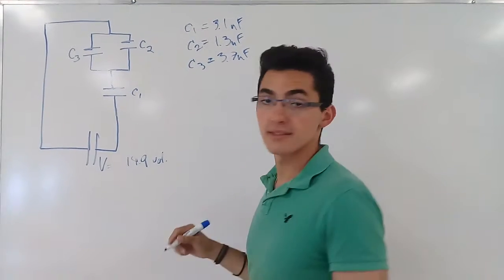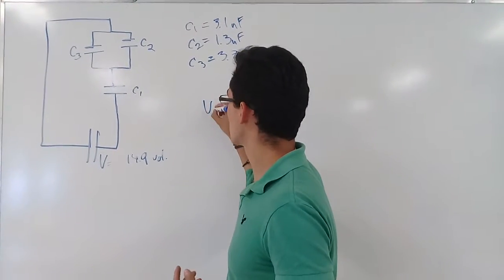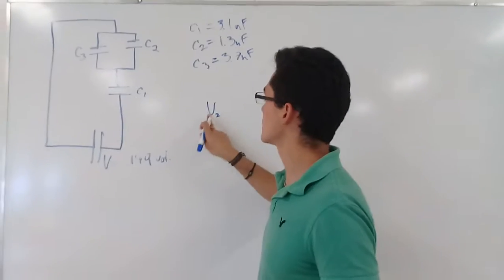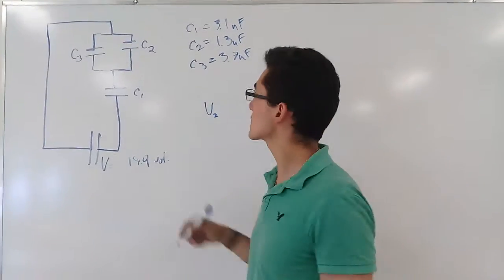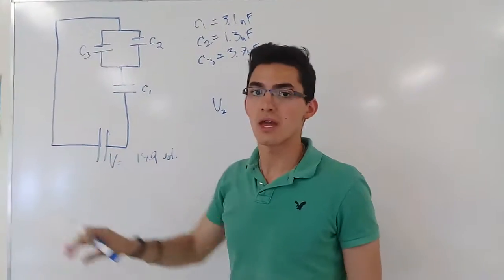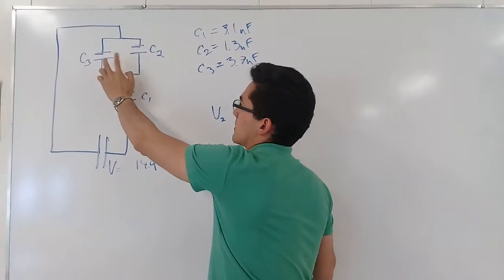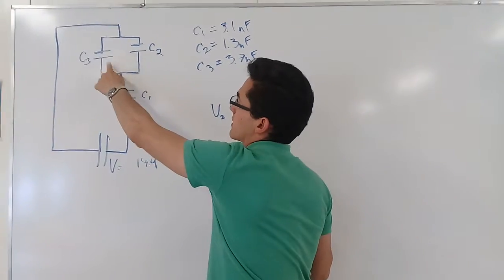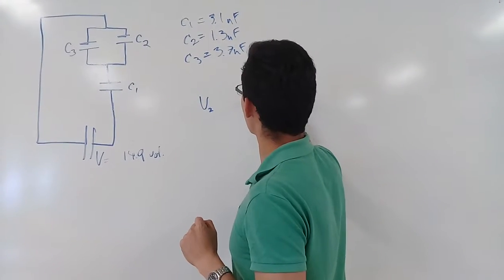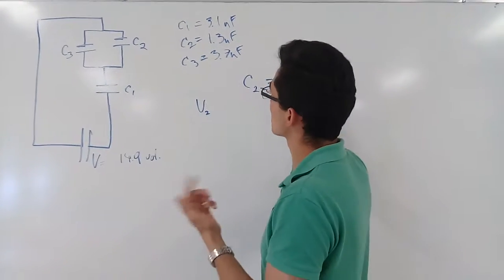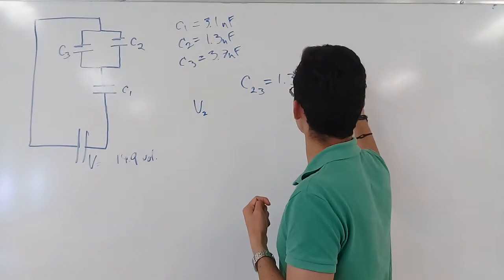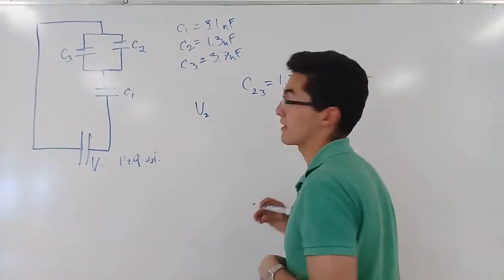So in this one, the potential drop is equal to the voltage. So we are asked to obtain the voltage in the capacitor 2. For obtaining this one, first we have to solve our series. Here we can notice that our capacitor 2 and our capacitor 3 are in parallel, so we have to sum them. 1.3 plus 3.7 is equal to 5 nanofarads.